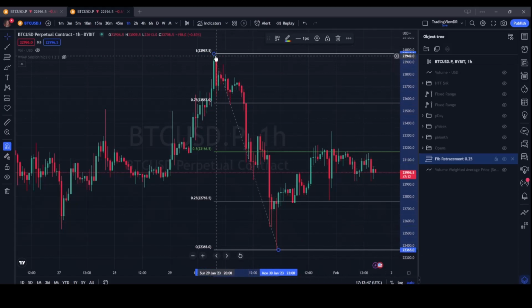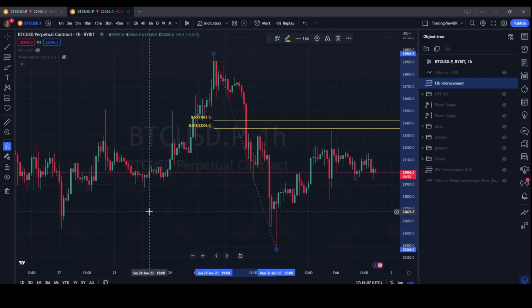The next thing I like to do is use a .25 fib retracement, and I've pulled it from high to low. So there's where I'm going to be looking for longs, there's where I'm going to be looking for shorts, and there's where I may scalp, but I certainly won't. I'll be very careful and won't enter too many trades at that point.